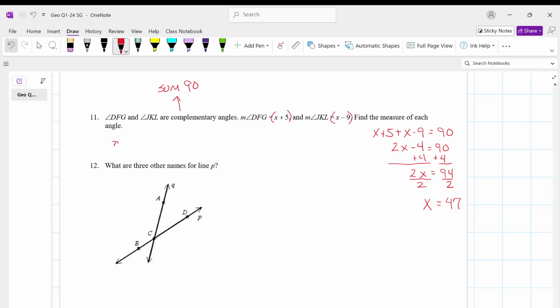So the measure of angle DFG is equal to 47 plus 5, which is 52. And the measure of angle JKL is equal to 47 minus 9, which is 38 degrees. So those are your two angle measures. DFG, 52 degrees. JKL, 38 degrees. They're complementary. You could double check that. 52 plus 38 does equal 90. So your math would be correct.